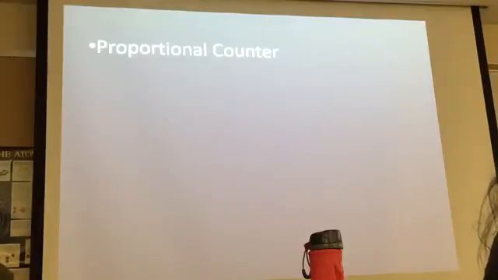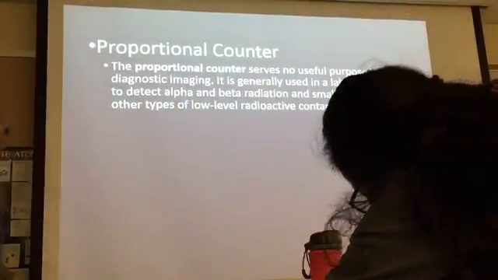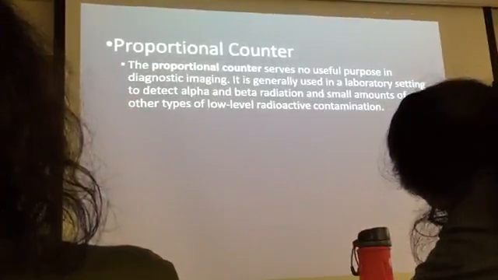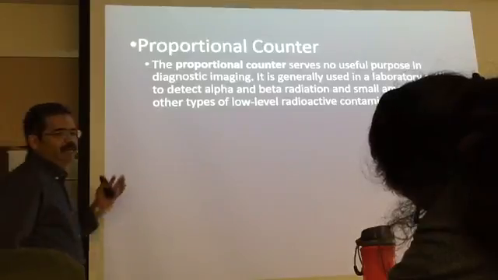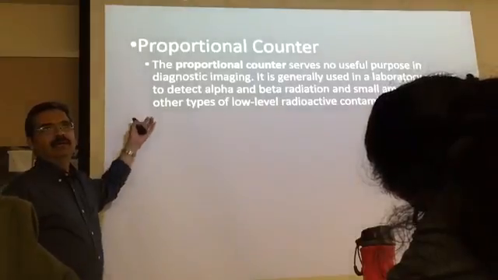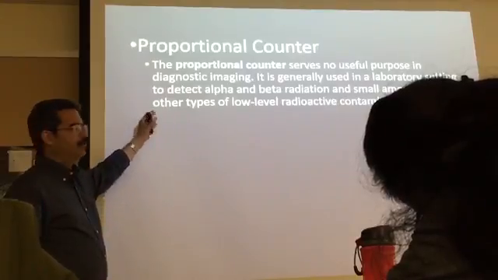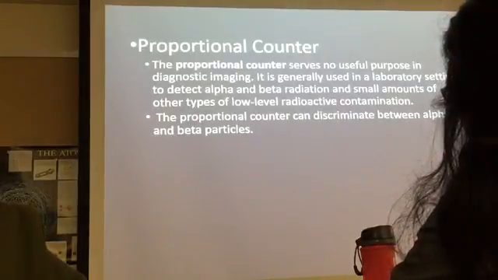Let's talk about proportional counters, specifically. The proportional counter serves no useful purpose in diagnostic imaging. It is generally used in a laboratory to detect alpha and beta radiation, and a small amount of other types of low-level radioactive contamination. Typically, write this down, it will not be used to count, say, neutrons. It is not good for that, but it's good for alpha and beta. That's the main thing. The proportional counter can discriminate between alpha and beta particles. I told you that.